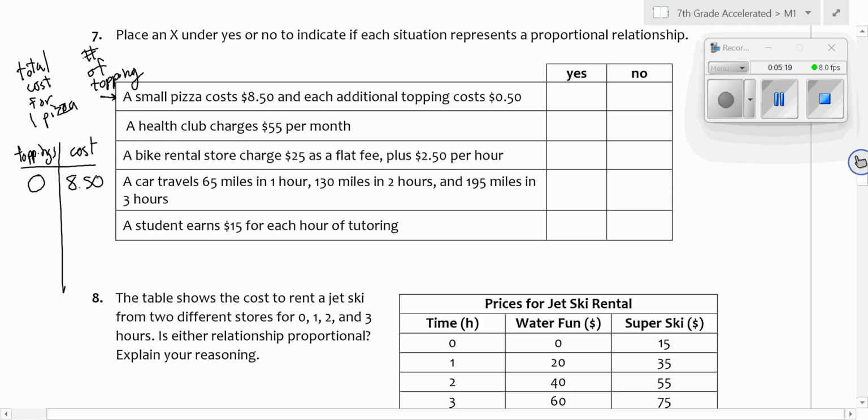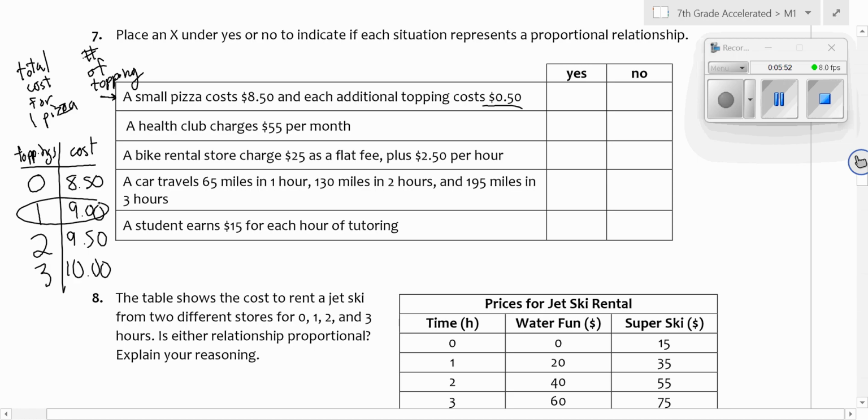Right there, I noticed something that tells me if it's proportional or not. Remember how a proportional relationship has to go through the origin, 0, 0? Does this go through 0, 0? No, it starts at 0 toppings is already $8.50. So if we put 1 topping on it, it'd be $9 because we increase it by the 50 cents per topping. 2 would be $9.50. 3 would be $10.